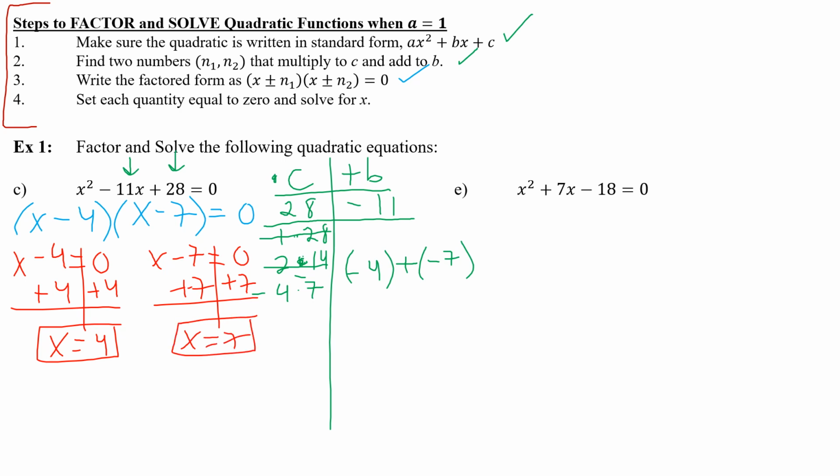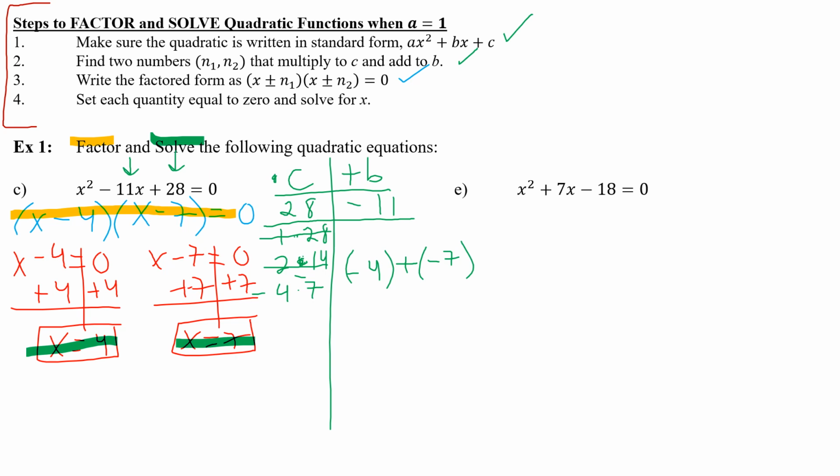Okay. So again, directions here were to factor, which would be this right here, and then to solve, which would be these two answers right here. All right. Moving on to E.